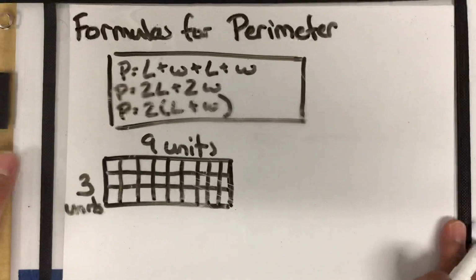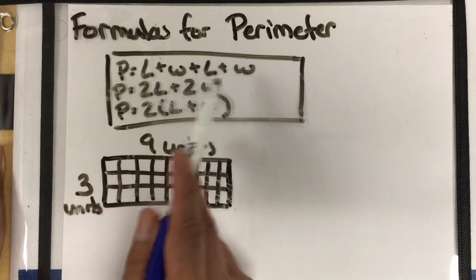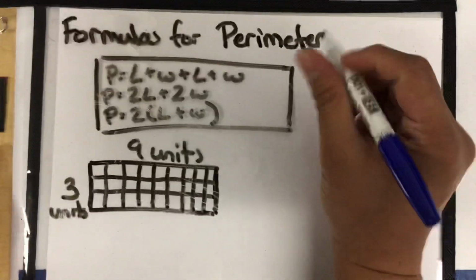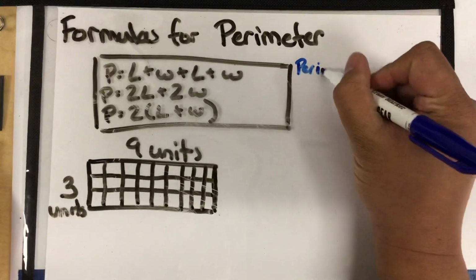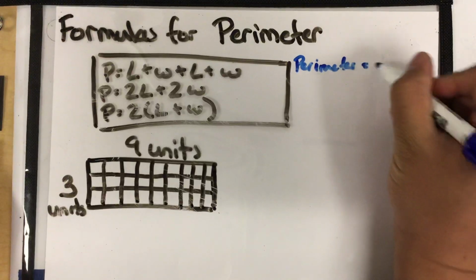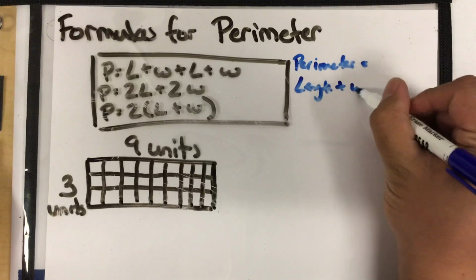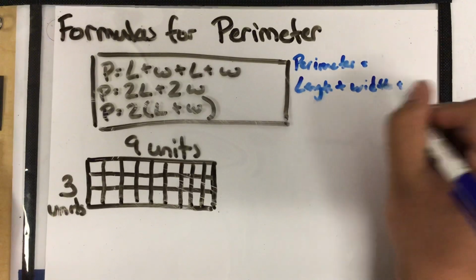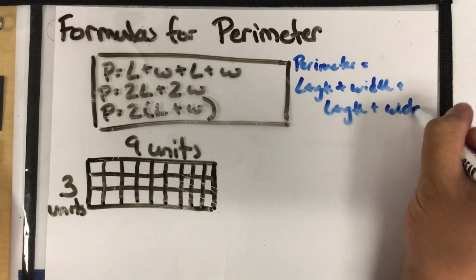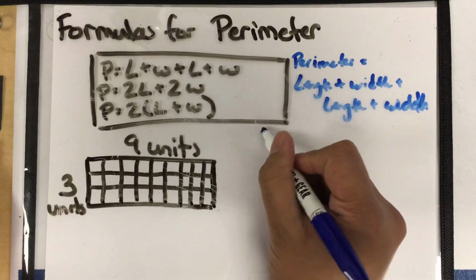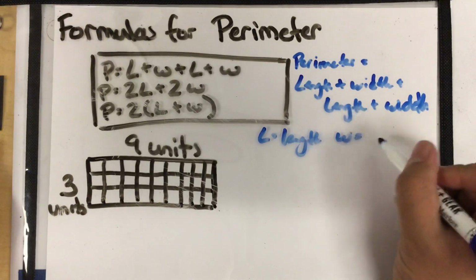So, when we look at formulas for perimeters, we have P equals L plus W plus L plus W. Well, what does that mean? Well, that means perimeter equals length plus width plus length plus width. Okay? L equals length, W equals width.